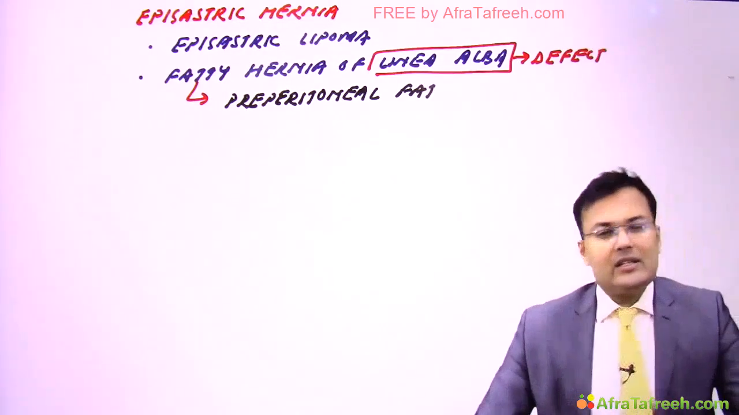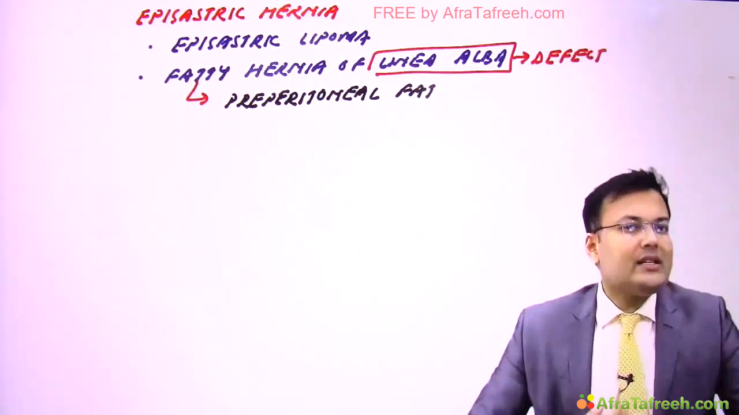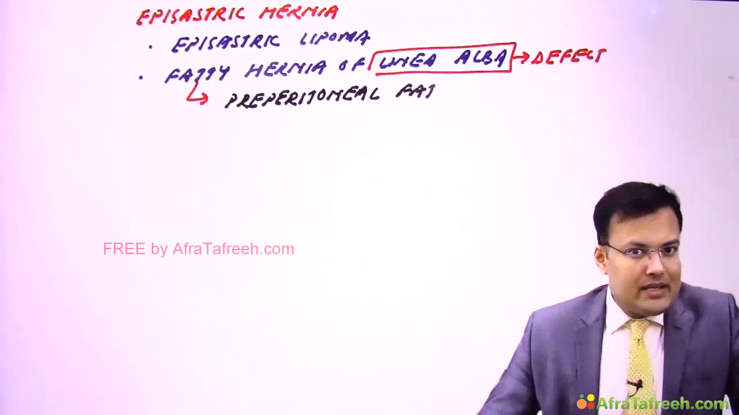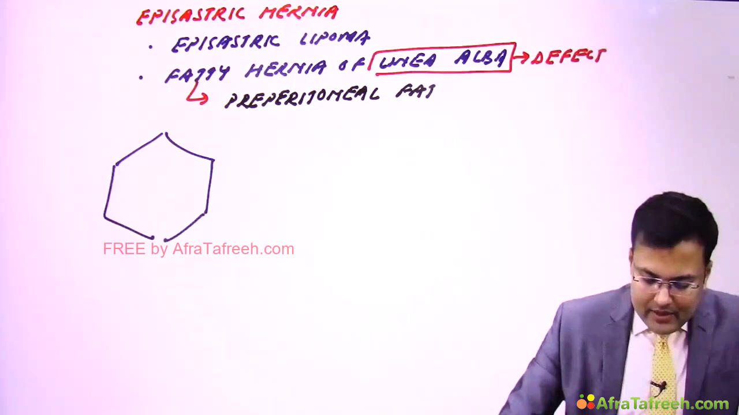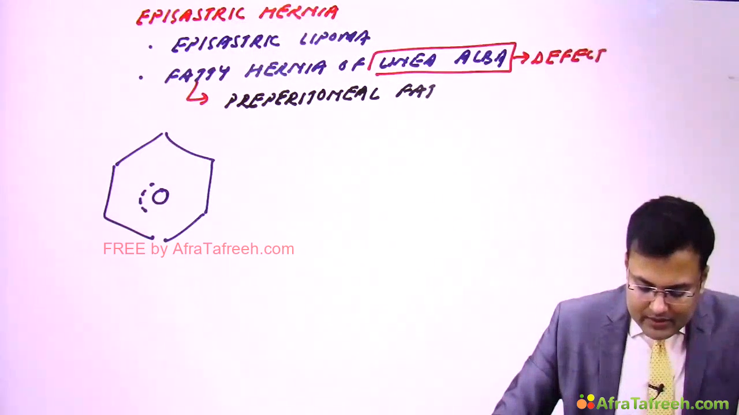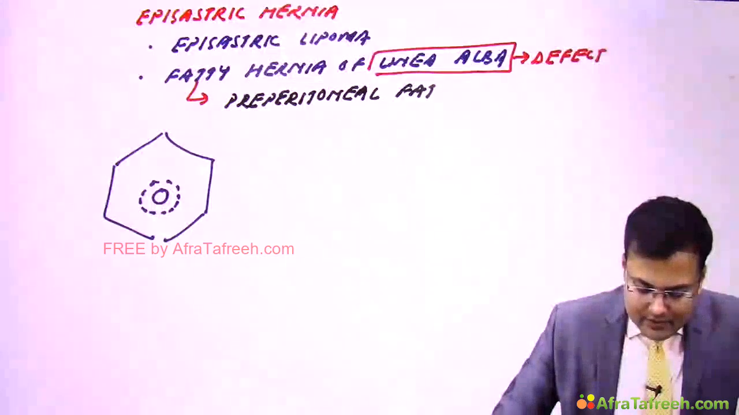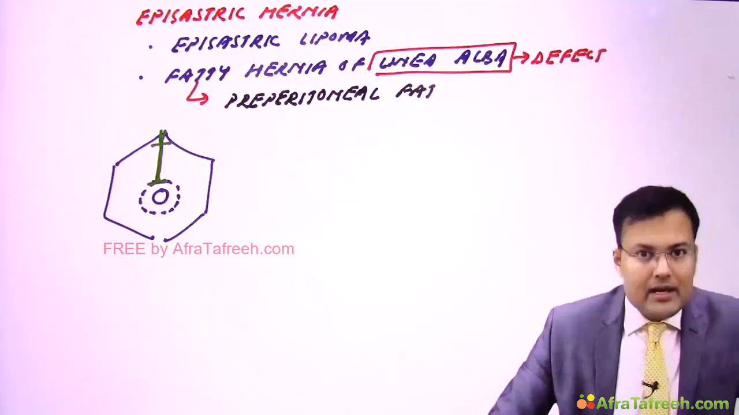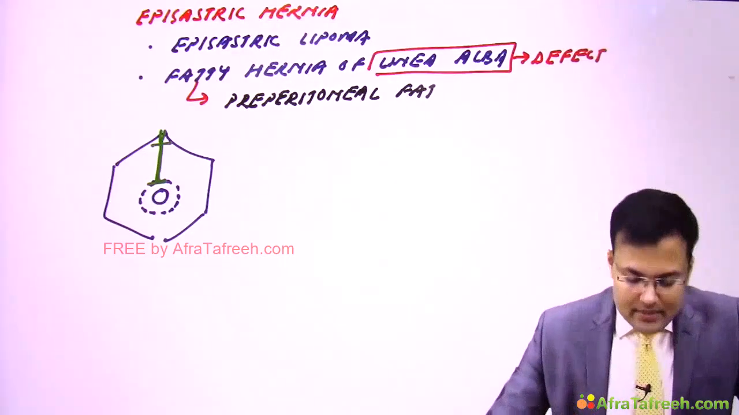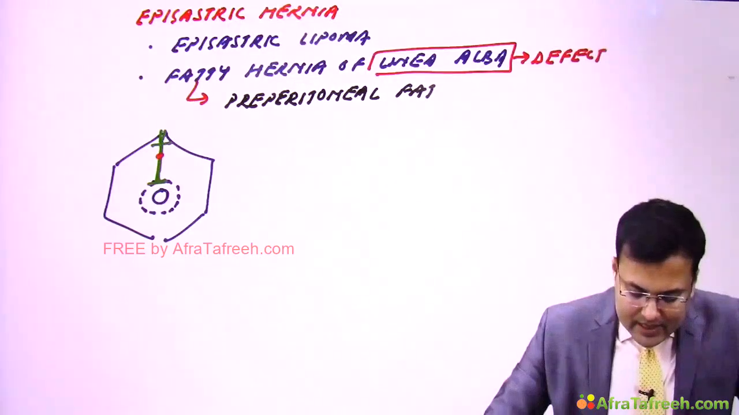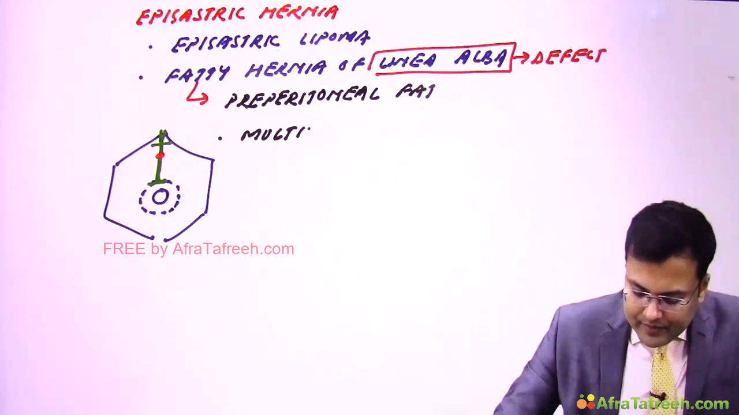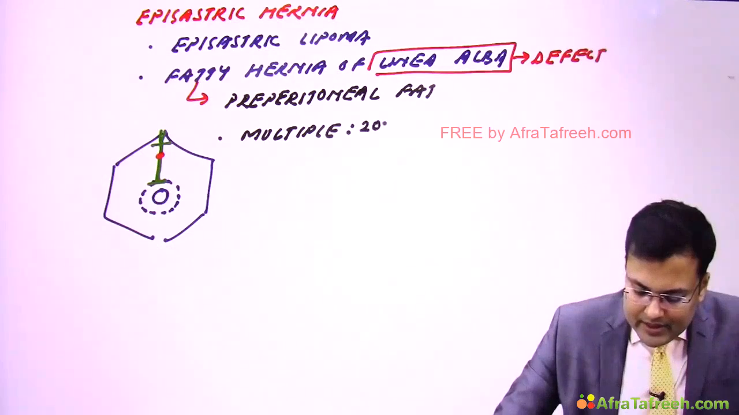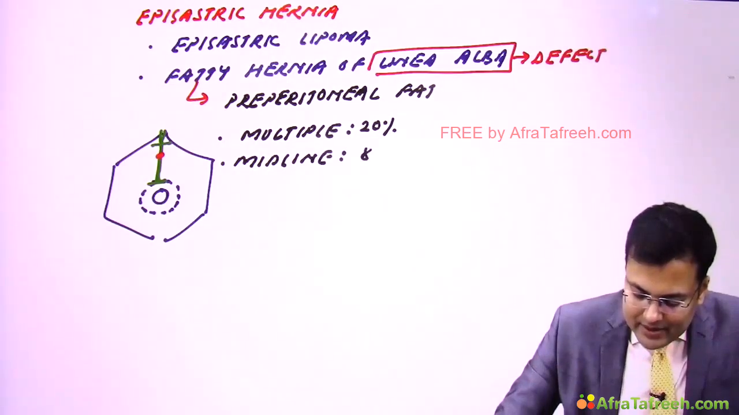Okay, see this epigastric hernia, in 20% cases it is multiple, and in 80% cases this is in the midline. So if you see the diagram, this is the diagram. This was the umbilicus, 2 centimeter, that is paraumbilical hernia, and from xiphoid process till 2 centimeter of umbilicus. So in 20% cases it is multiple, and in 80% cases it is in the midline.